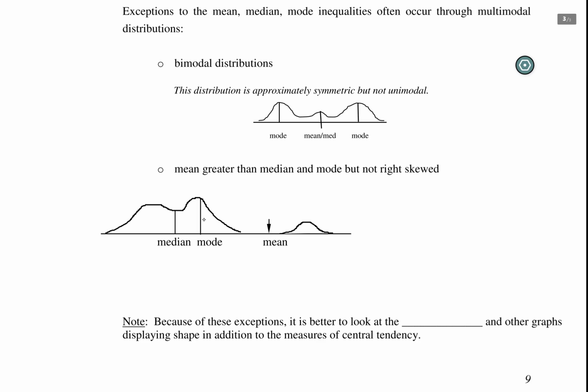Now because of these exceptions, it's better to look at the histogram and other graphs displaying shape, instead of just trying to order the mean and the median, and then using that to inform what the shape of the data looks like. Okay, descriptive statistics, numerical measures of central tendency.